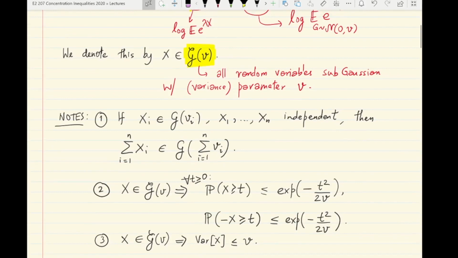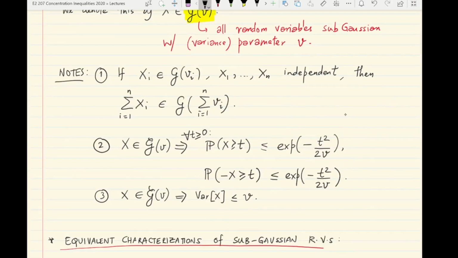So moving on, there are a couple of remarks about this definition of Subgaussianity. It's easy to check that if you have independent random variables X_i, and each of them is Subgaussian with an appropriate variance parameter v_i, then their sum is also Subgaussian, where the Subgaussianity parameter of the sum is simply the sum of the parameters of each random variable.